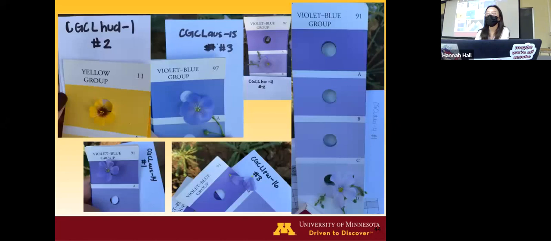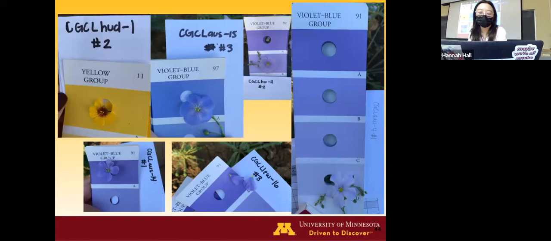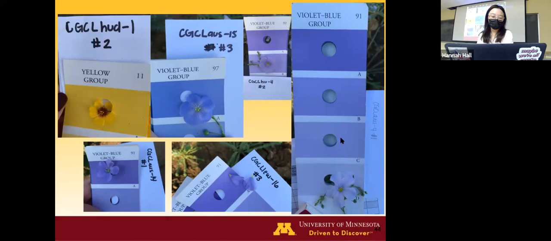Here are some examples of us color matching the petals. So the number is the color, and then the letter up and down the swatch is the intensity. And we did color matching for a single flower that best represented the plant for each plant that was flowering.